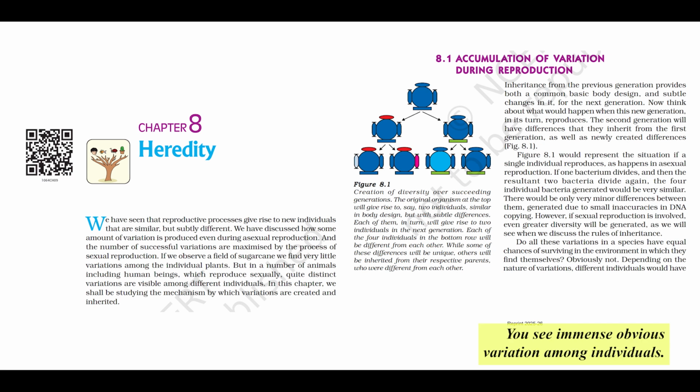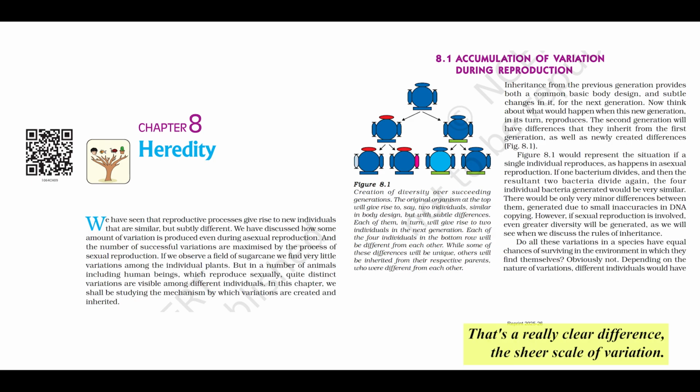You see immense, obvious variation among individuals. Even brothers and sisters, unless they're identical twins, look quite different even with the same parents. And identical twins, starting with the same genes, still develop subtle differences due to environment. So sexual reproduction provides a much larger, faster, and more robust pool of genetic possibilities. It dramatically increases the odds that new, potentially useful variations will pop up in a population.